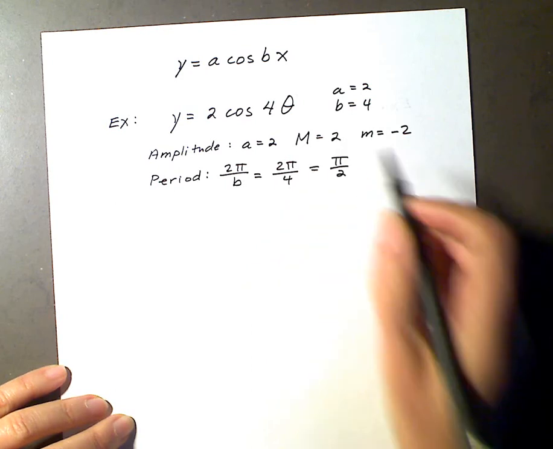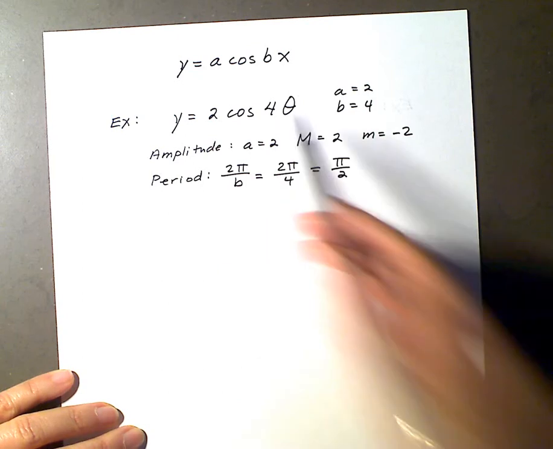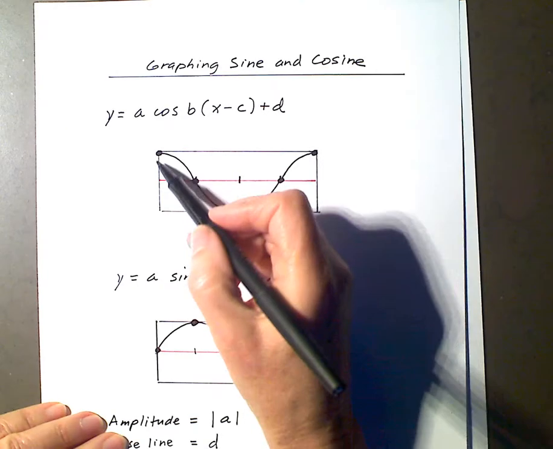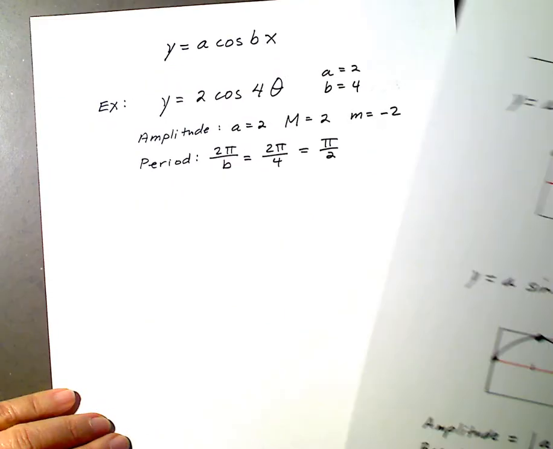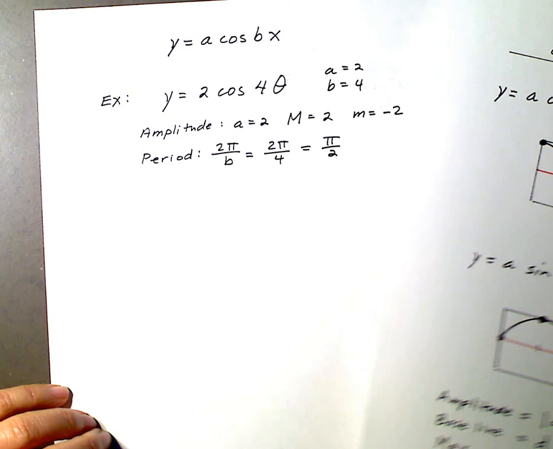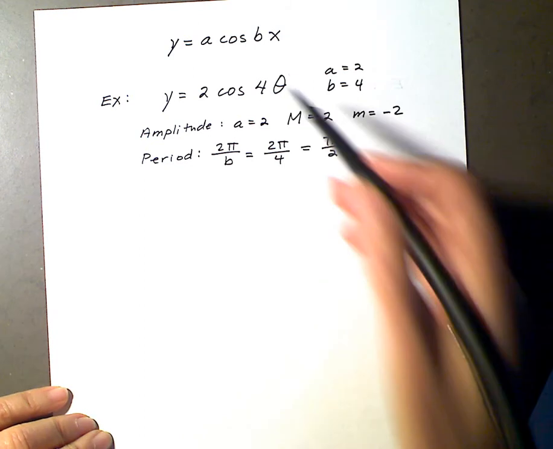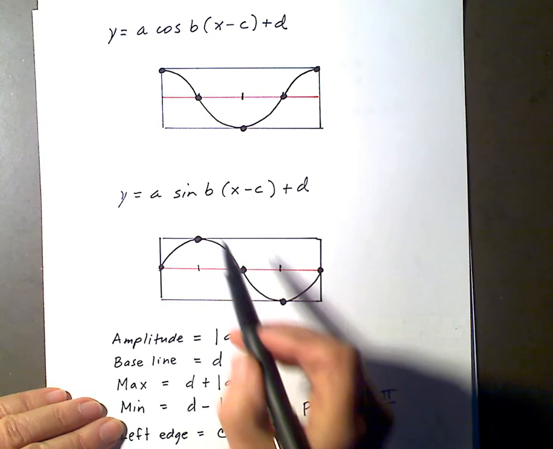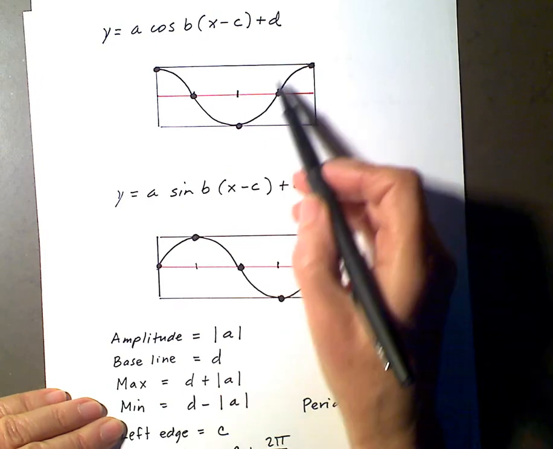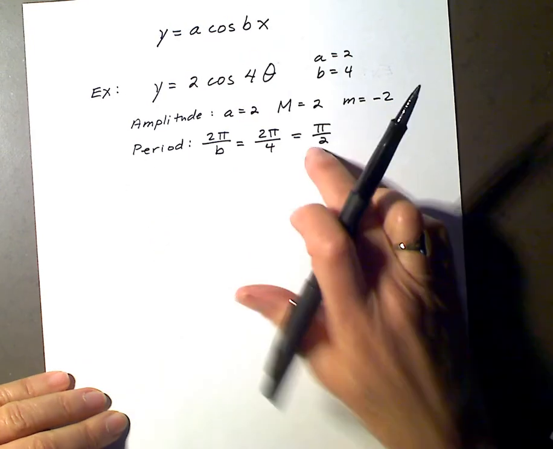So this function completes a whole cycle, so it's going to make this shape in half the time that the parent function would. It's a fast function. It's 4 times as fast as the parent. No, it's a fourth of the time. Sorry. So what this can do in 2 pi, because its normal period is 2 pi, this can do in half of pi. So it's a fourth of the time.